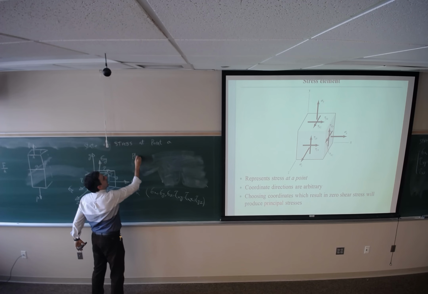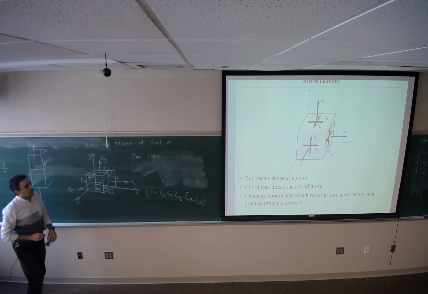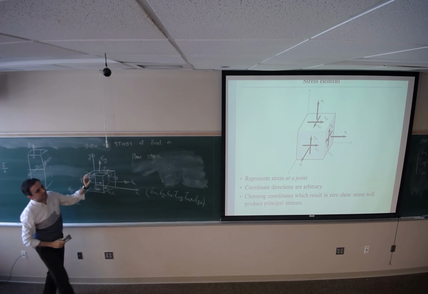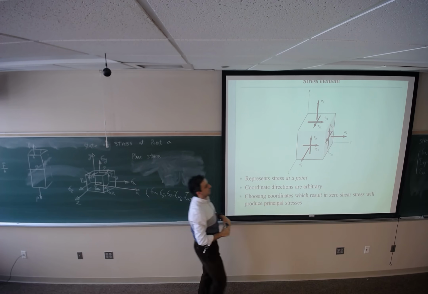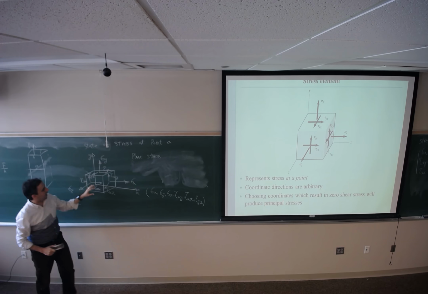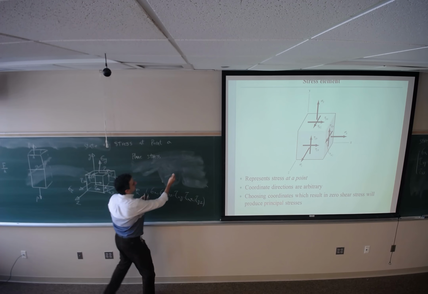Plane stress. If all stresses in one plane are 0, we say that we are going to have plane stress. Suppose I say that all stress terms in plane Z would be 0. Then the cube is going to look like this.